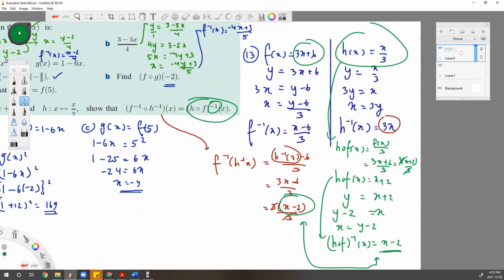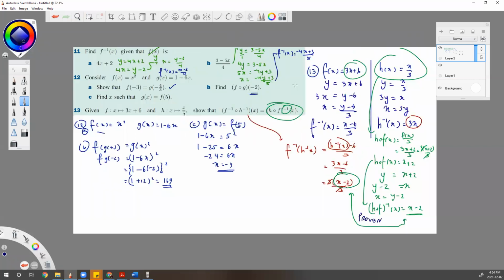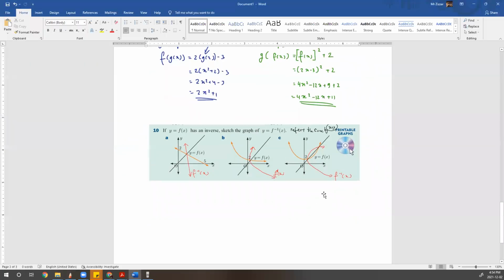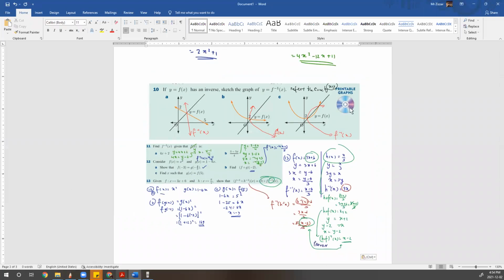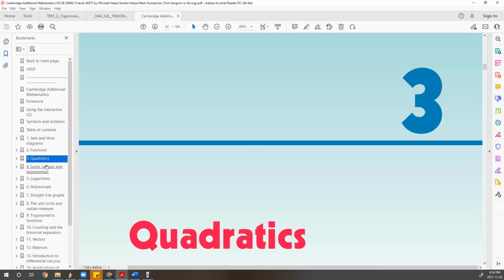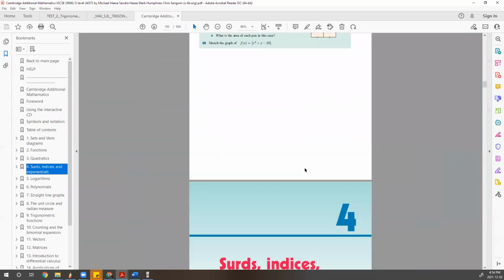This is pure algebra, girls. So I hope your teacher won't give you this. We have to prepare for the worst, of course. Okay. So for the rest 5 minutes, I will show you. Okay, we're done. We deal with the quadratic right now.